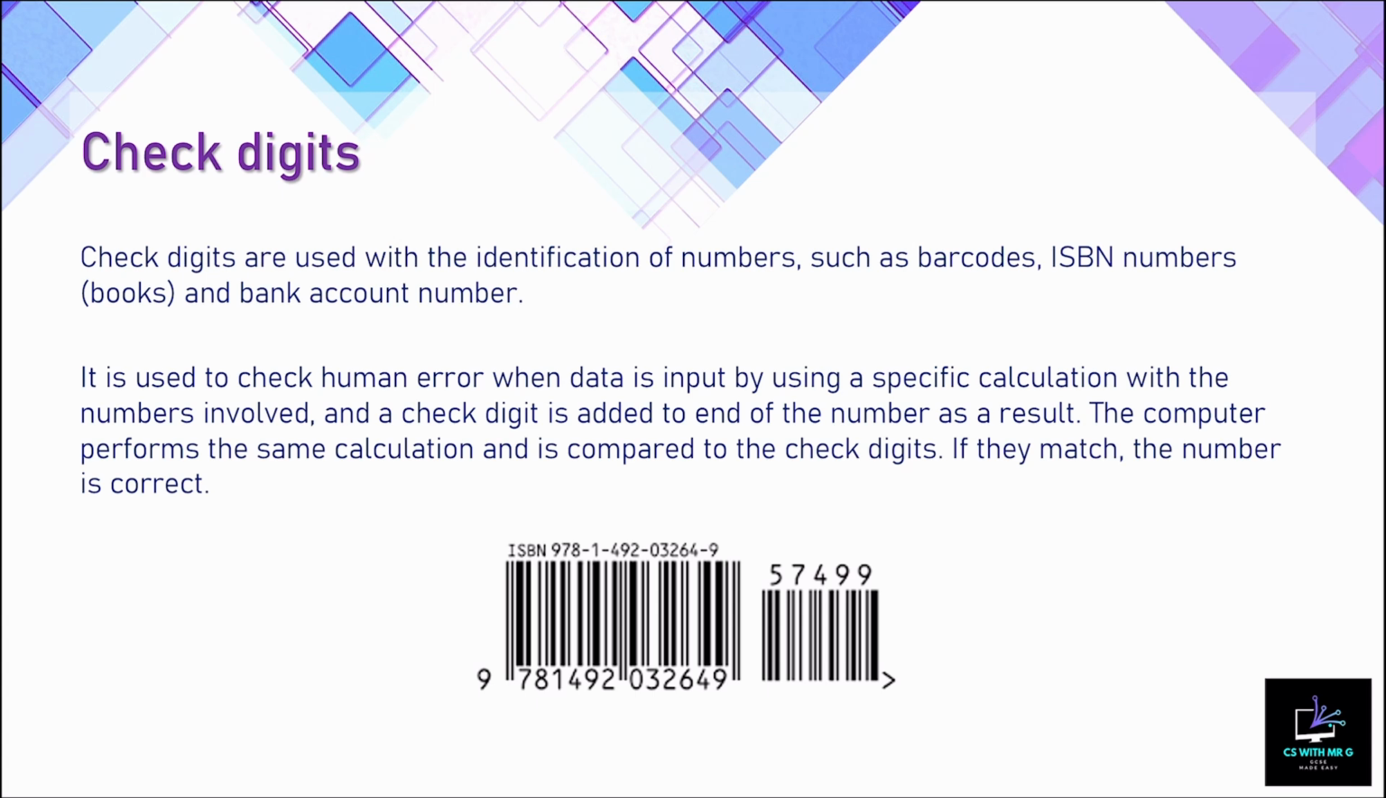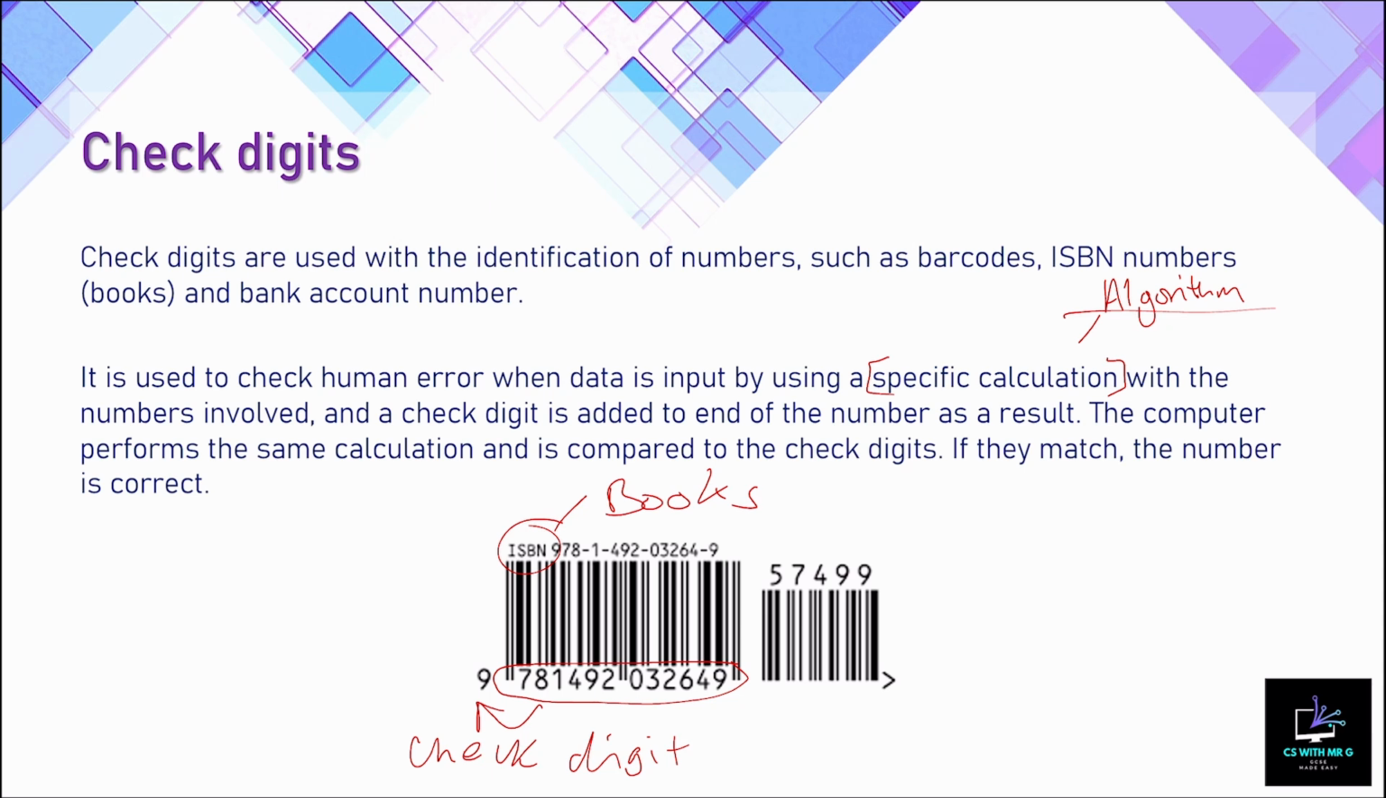As you can see on the screen, barcodes or ISBN numbers, which is for books, when we're typing these numbers into a system, it will perform a check digit to see if the number is correct. Now, the process involved is very similar to a checksum, and it's why students always get confused. A specific calculation, in other words, an algorithm, is applied to the number. Okay, so you could see here that this is the number, and this could be a check digit. So the original number goes through a specific calculation, goes through an algorithm, and a check digit is produced.